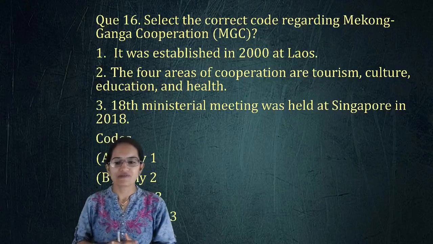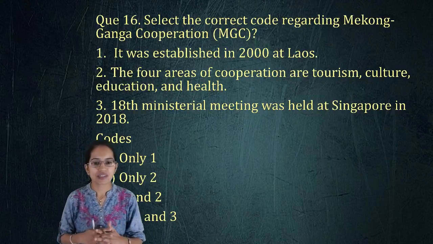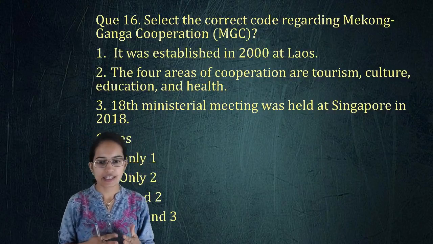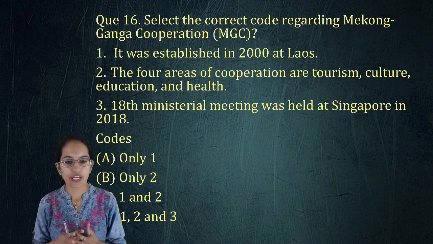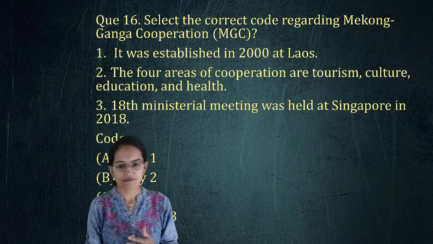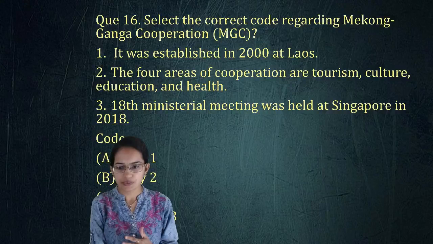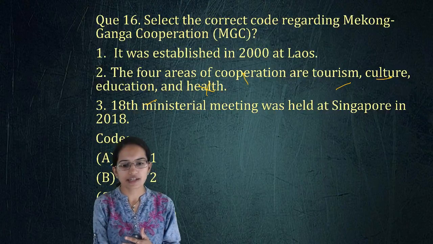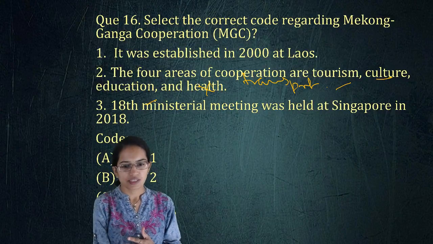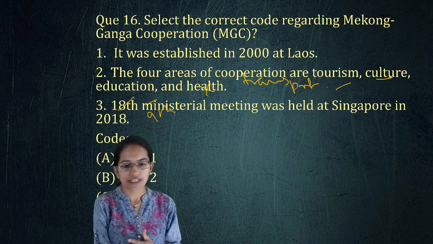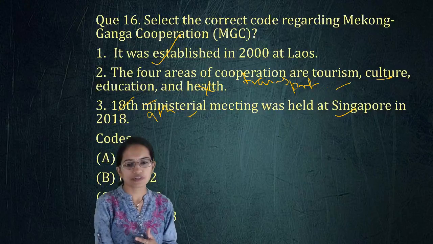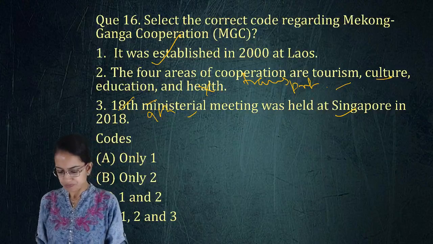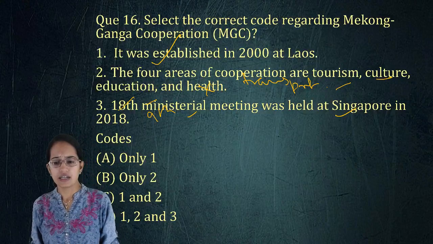Okay. It was established in 2000 at Vientiane, that's in Laos. You have 4 areas of cooperation that have been talked about. Those are tourism, culture, education, and not health but transport. The 9th ministerial meeting was held in Singapore. So only the first of the statements is correct. The remaining 2 statements are not correct. Very important, the Mekong Ganga Cooperation.